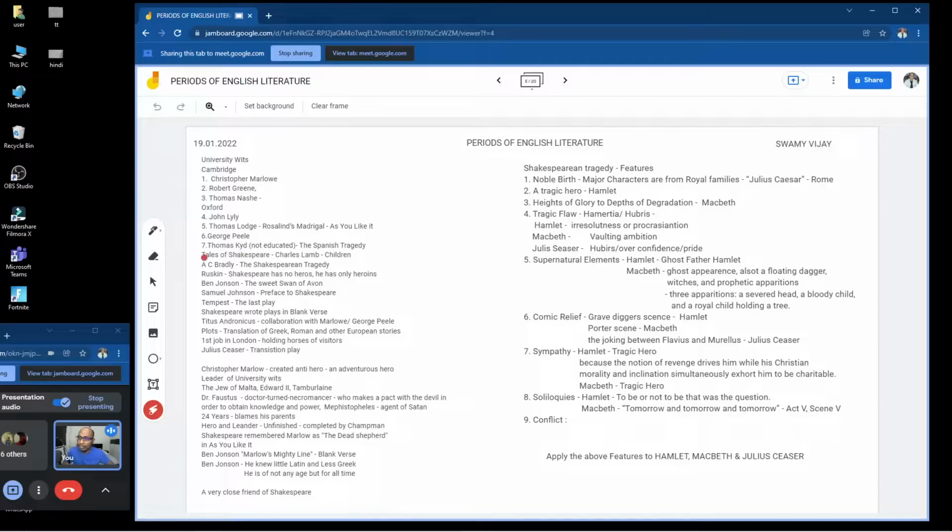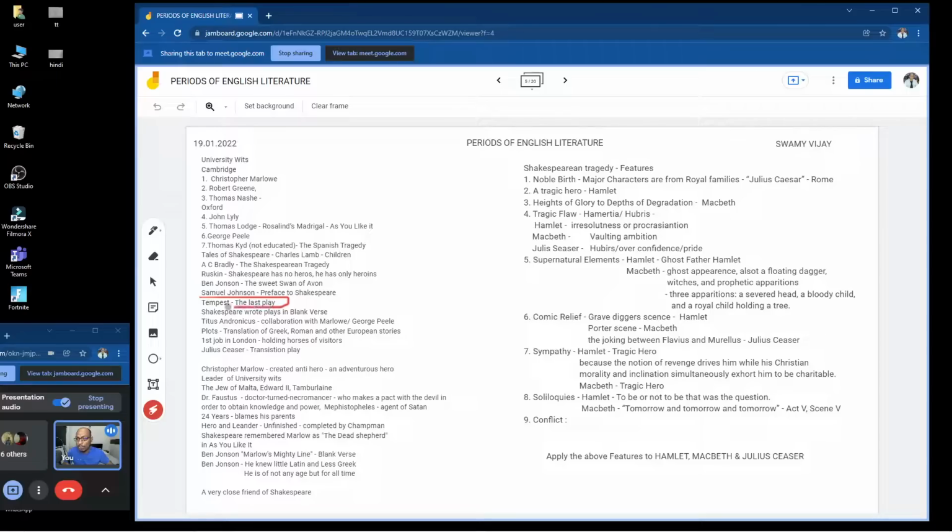And then a few books in connection with Shakespeare. Tales from Shakespeare was written by Charles Lamb, meant for children, and A.C. Bradley wrote Shakespearean Tragedy. And Ruskin says that Shakespeare has no heroes, he has only heroines. And Ben Jonson called Shakespeare the sweet swan of Avon, and Samuel Johnson wrote the Preface to Shakespeare.